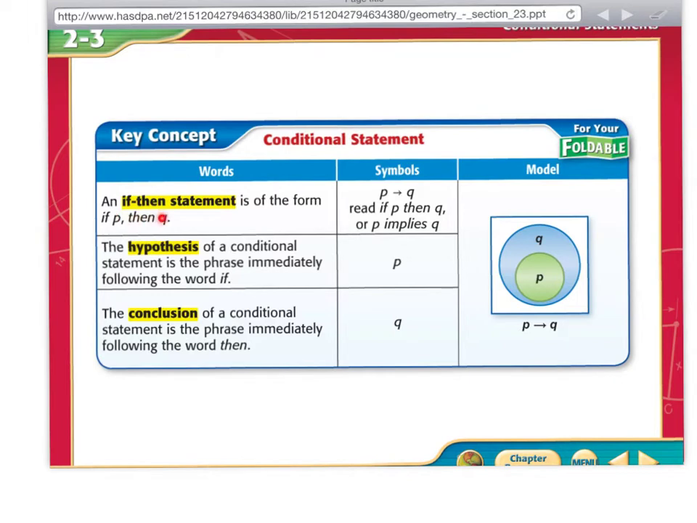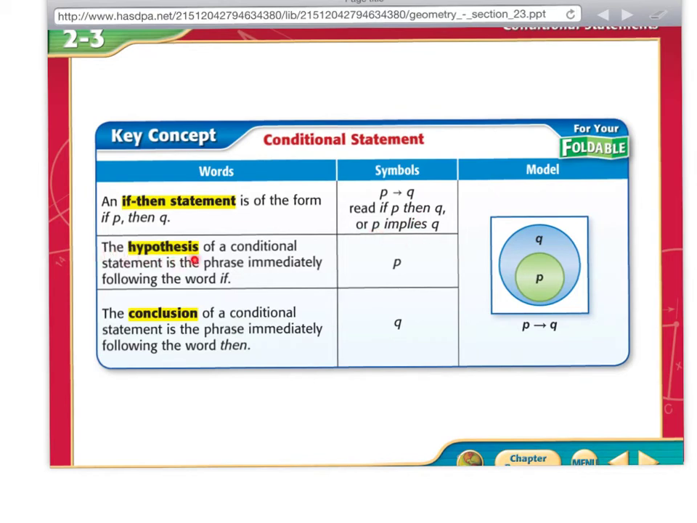Okay, an if-then statement is of the form if P then Q. So an if-then statement simply has an if and a then. The symbols for an if-then statement are P, arrow, Q. The arrow means that you would read this if P then Q, or P implies Q.